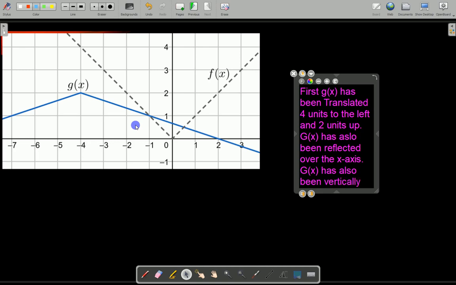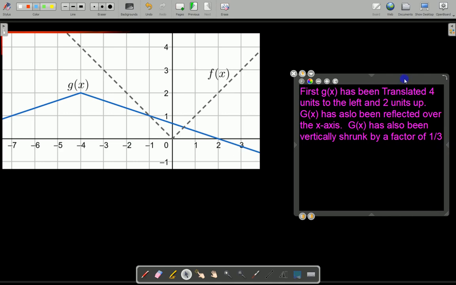vertically, you can always say stretch if you want to, but I'm going to say shrunk because it got smaller vertically by a factor of, and here's where we have to count the slope. So this has been over 1, 2, 3, down 1, by a factor of 1 over 3. The rise is 1 and the run is 3. You don't have to say negative because we said that in the reflection part. That gave us the negative.